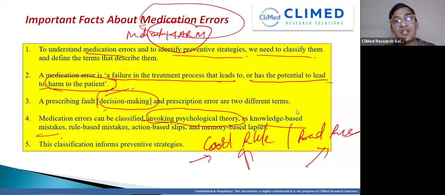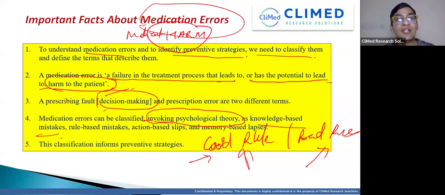Then memory based lapses. People forget, as I'm talking about the allergies. The pharmacist, the doctor, the nurse, you can forget that. It's not that you remember everything always. You know that your patient is allergic to penicillin, but when the patient comes to you, you forget and you don't ask. That is again a medication error, right? So there are multiple theories behind it. These are just theories behind the medication errors.